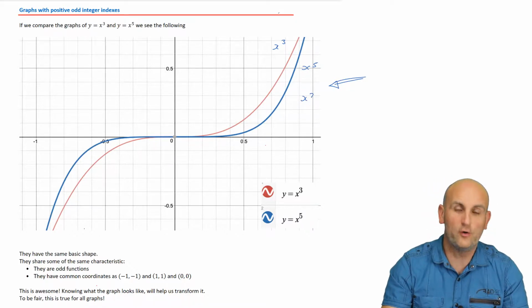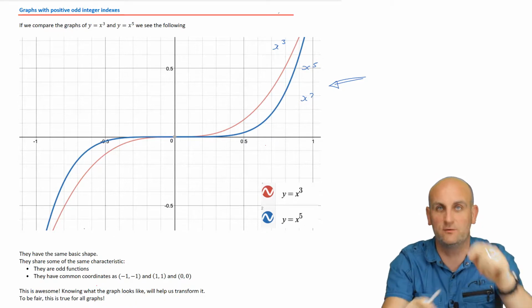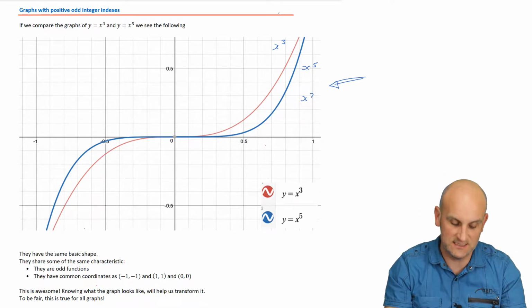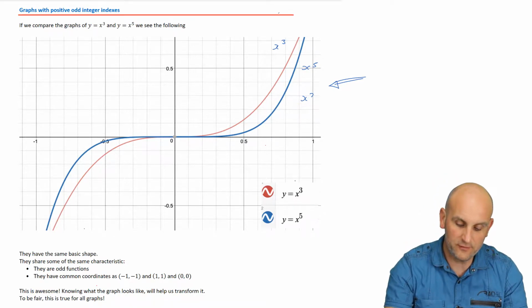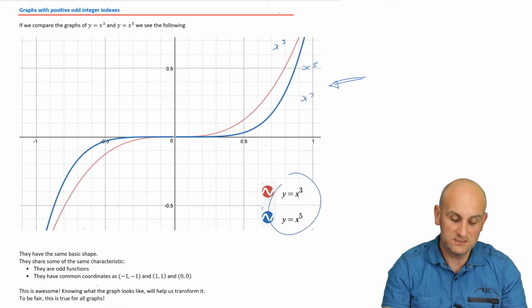What are they? Well, they are odd functions because they can be rotated through 180 degrees and they look exactly the same. And the graphs of x to the power of 3 and x to the power of 5 share some common coordinates.